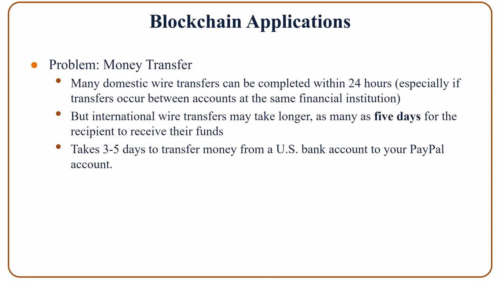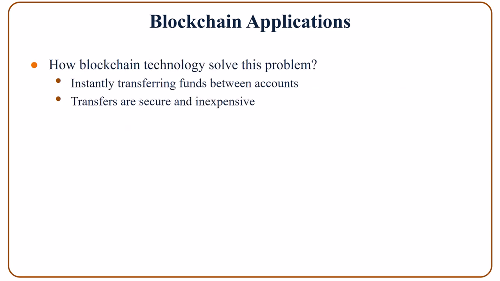Another application is in money transferring. Many domestic wire transfers may take 24 hours, but international wire transfers may take longer, as many as 5 days. Money transferring from a US bank account to a PayPal account also takes 3 to 5 days. Blockchain technology can solve this problem easily because funds between accounts can be transferred instantly.